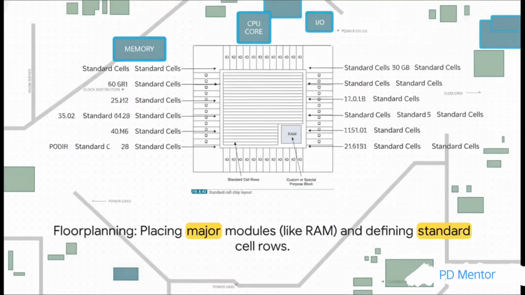The very first step is floor planning, and it's exactly like zoning a city. Engineers decide where all the major districts are going to go. You place the big pre-designed blocks like memory first. Then you set aside areas for the millions of tiny standard cells, which get organized into these nice, neat rows. Getting this initial layout right is absolutely critical for the chip's performance.